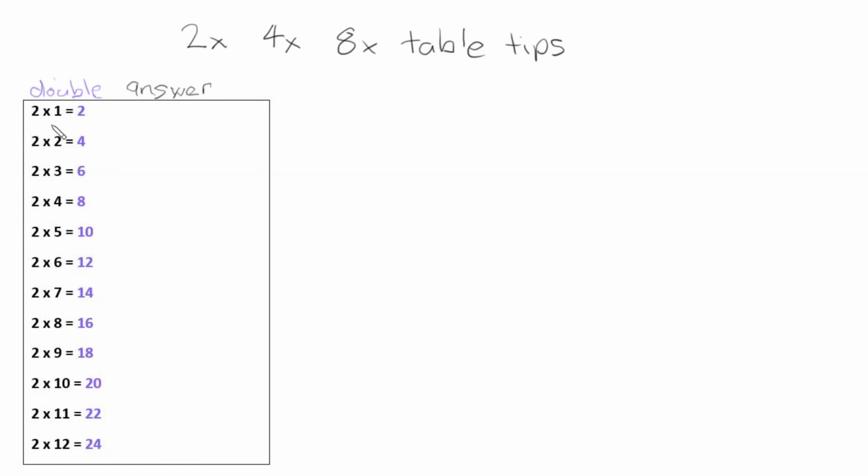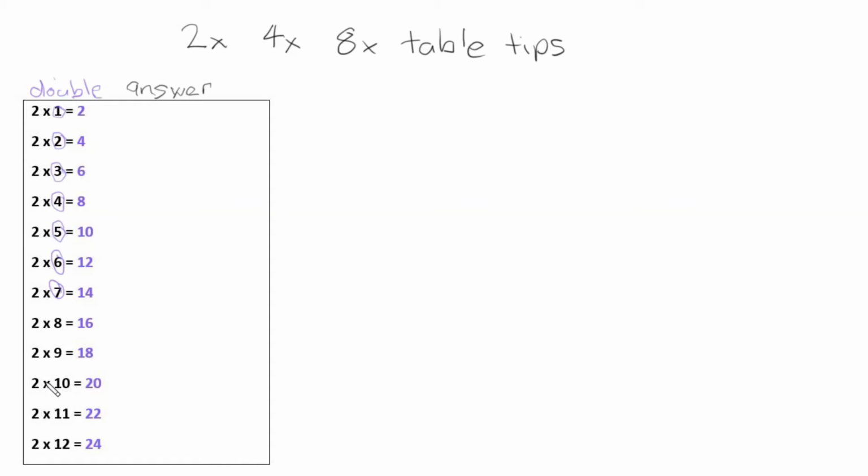So in this case, it's these numbers, all of these numbers here. Double 1 is 2. Double 2 is 4. Double 3 is 6. Double 4 is 8. Double 5 is 10. Double 6 is 12. Double 7 is 14, and so on.